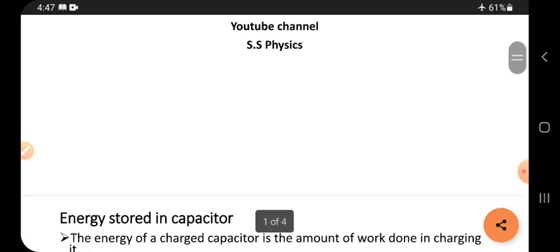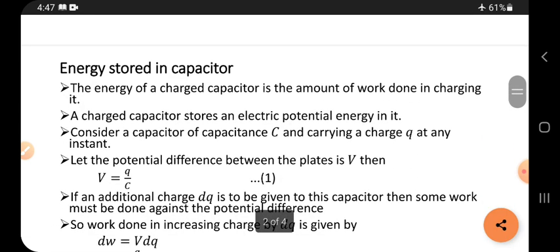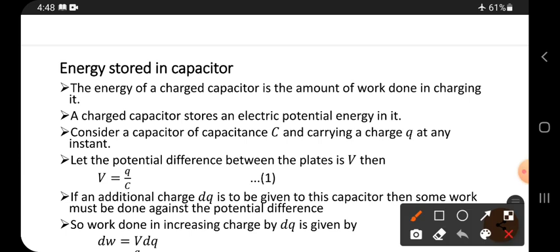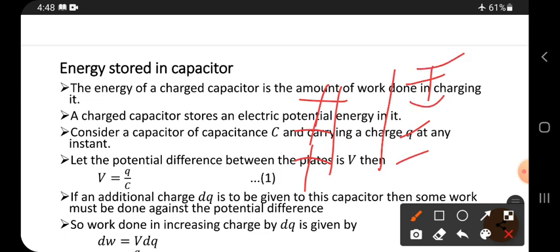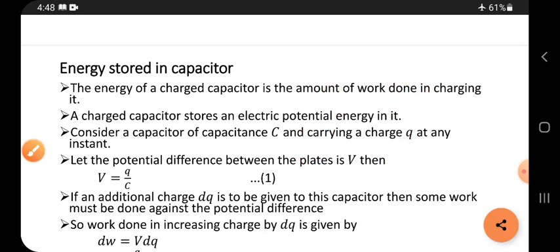So I have come with a new topic, that is the energy stored in a capacitor. Okay, how does it store the energy? Energy storing means the plates of the capacitor must store a large number of charges. Large number of charges, that is the capacitor's stored energy.